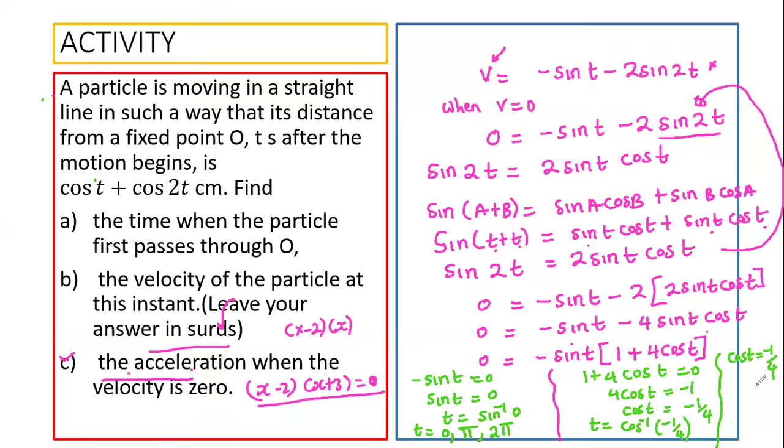Okay, thank you. Yes, Bahati. Good afternoon. My question is, how did that come from negative sine t minus 4 sine t cos t to negative sine t into bracket 1 plus 4 cos t? Are you seeing this negative? Yes. Are you not seeing there is a hidden one here?